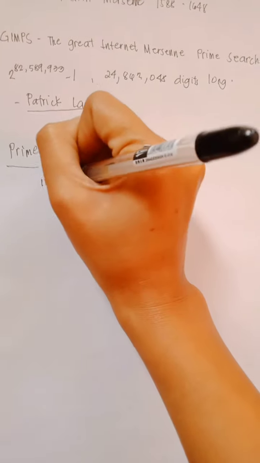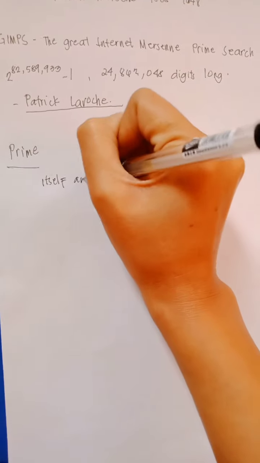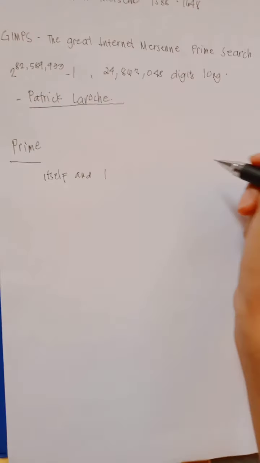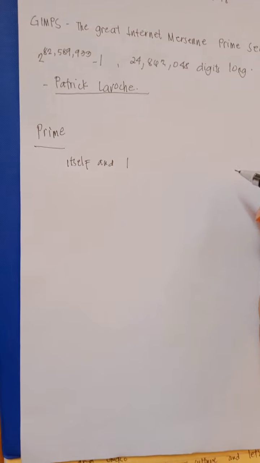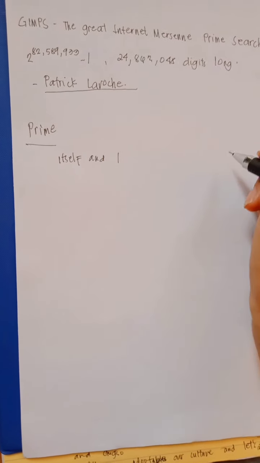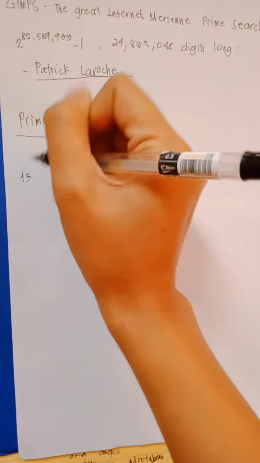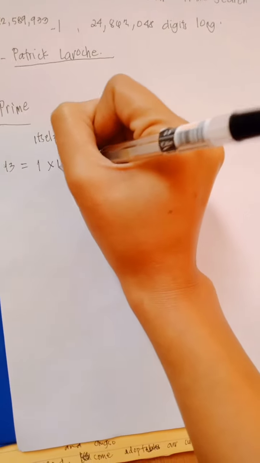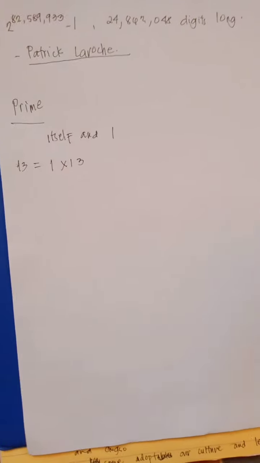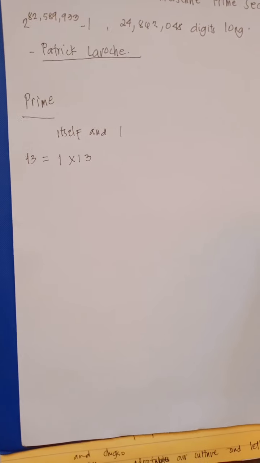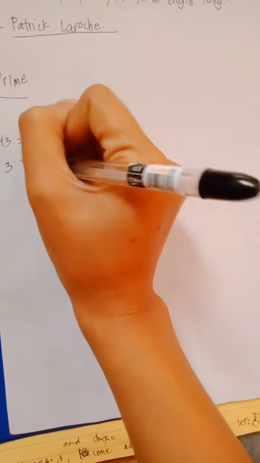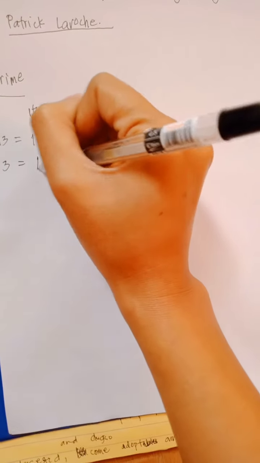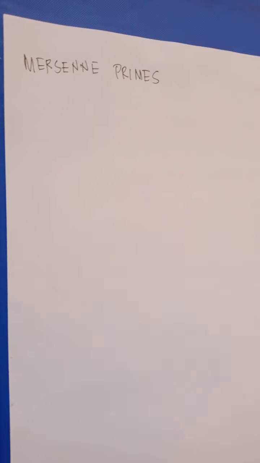So itself and 1. For example, we have 13. 13 can only be factored as 1 times 13. Another is 3. 3 can only be factored as 1 times 3. So that is a prime. Okay, let's proceed to Mersenne primes.